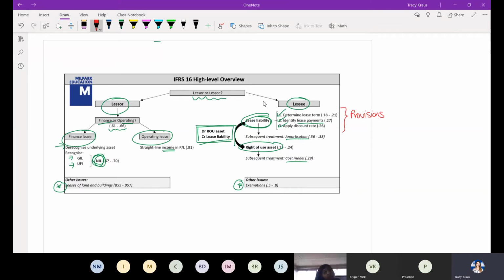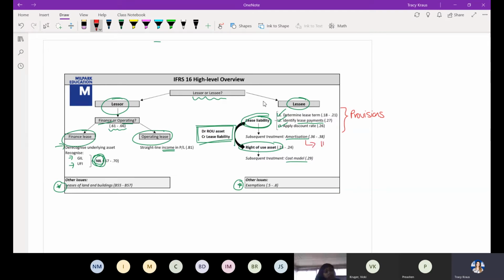It's an obligation, like a provision. There is some uncertainty because we aren't exactly sure what's going to happen. These are estimates. Our lease term, our lease payments, these are all our best estimates, okay? And we apply a discount rate to account for the time value of money. So that initial recognition of the lease liability is very similar to what you would have seen with the initial recognition of a provision.